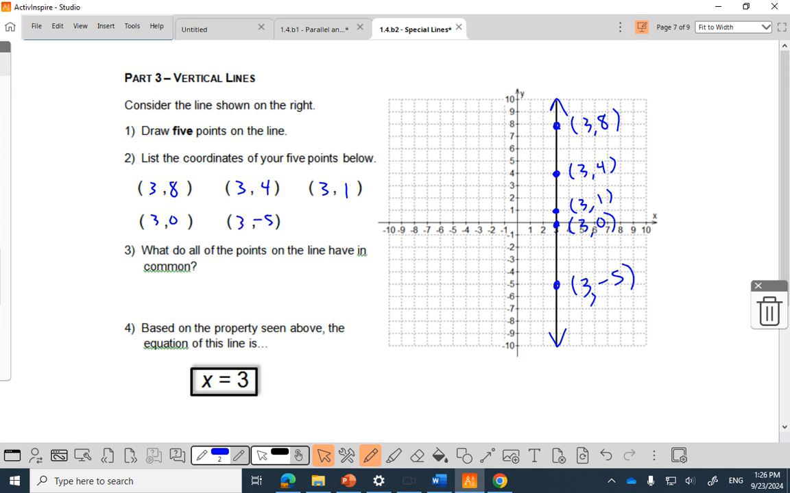What do all the points have in common? Yeah, that's right. Their x value, that's just the word you're after there. Their x value is what? 3. It's 3. So this line is very strange. Straight up and down, it won't look like all the other lines. Its equation actually is x equals. It's the one line that we write x equals instead of y equals, because all the x values are 3.